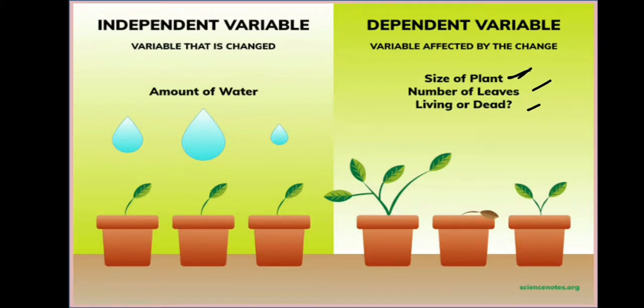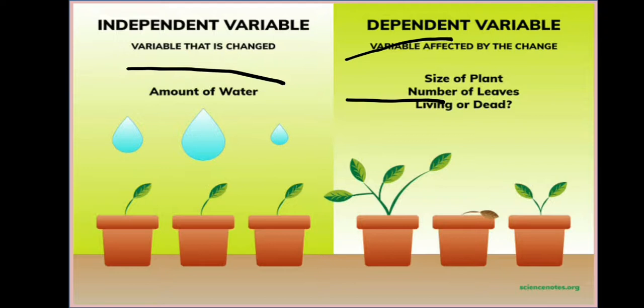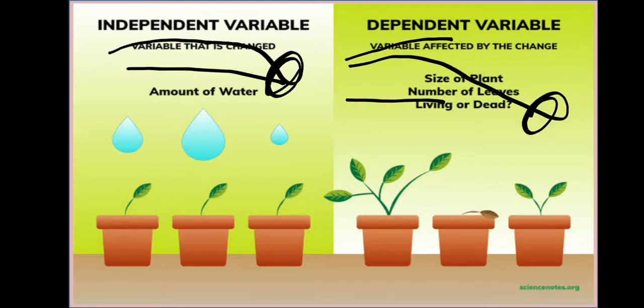Now, size of plants, number of leaves, and living or dead depend only on the change that happens in the independent variable. It is the result of the change in the independent variable, which is the amount of water. So, independent variable is the change, and the dependent variable is the result of the change. Again, independent variable is the change, while dependent variable is the result of the change. Okay, I hope you understand the two better.